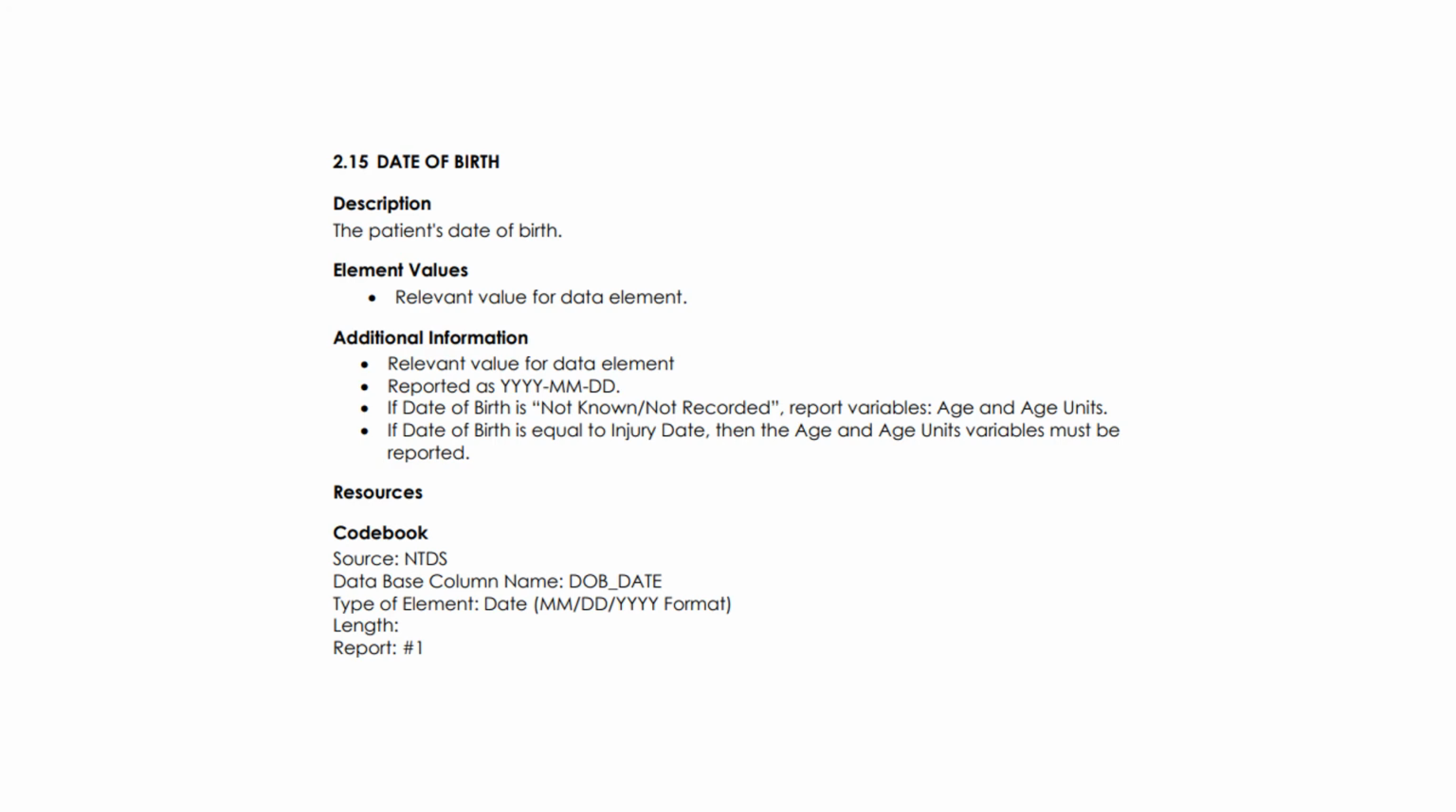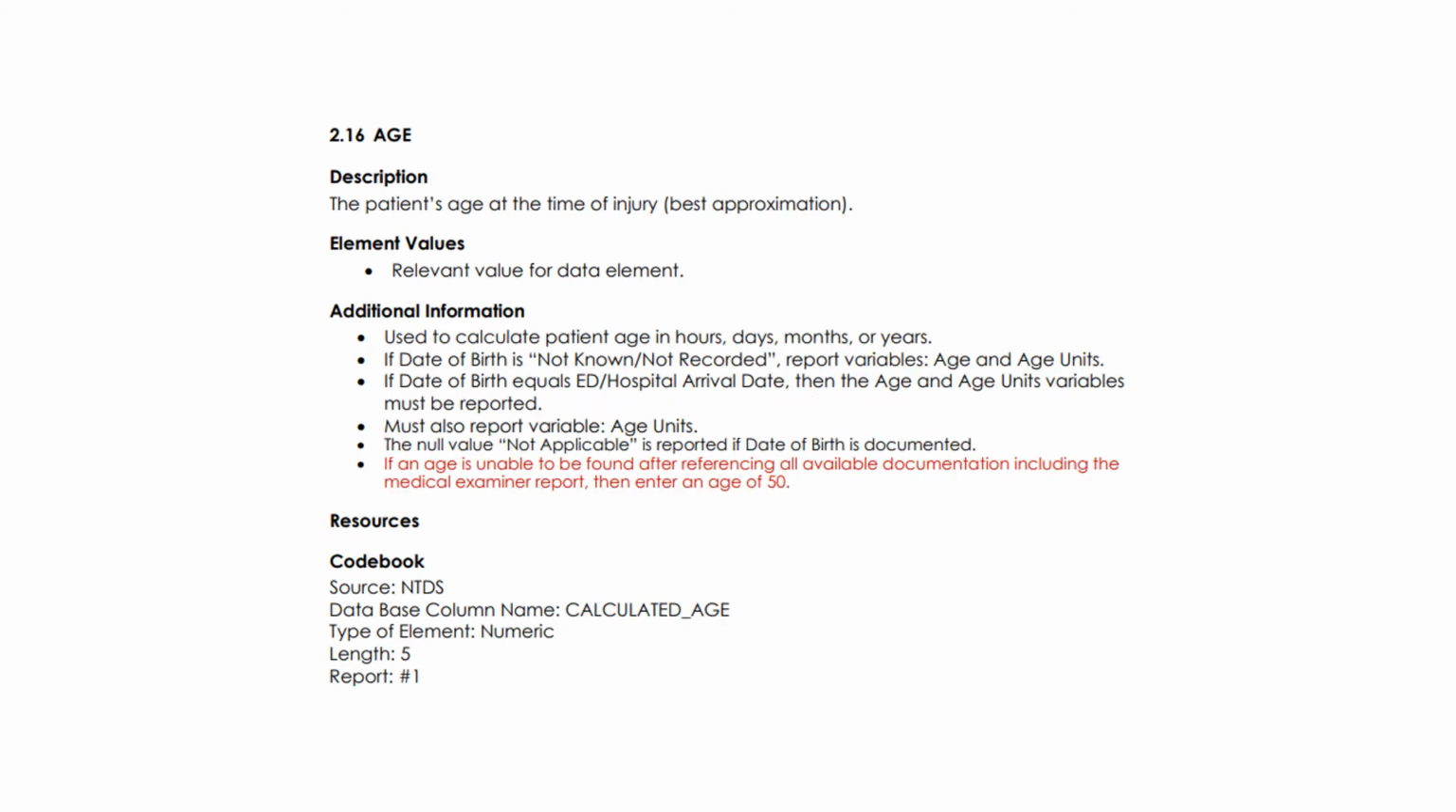The patient's date of birth is reported as year, month, day. If actual date of birth is unknown, but the patient's age in years is known, report variable age and age units. Age refers to the patient's age at the time of injury. Age is only recorded if date of birth is unknown. If date of birth and age are not available after referencing all available documentation, report an age of 50.